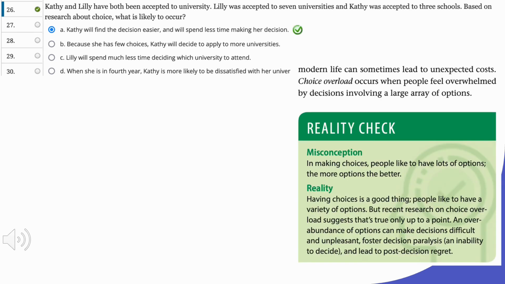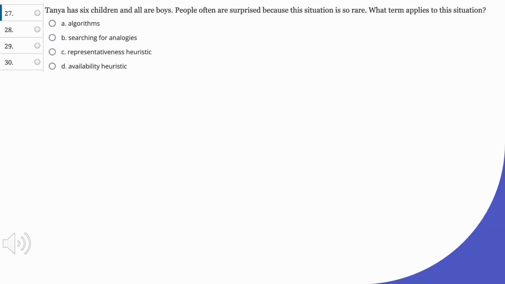It's A. Kathy will find the decision easier and will spend less time making her decision. Remember choice overload? Question 27. Tanya has 6 children and all are boys. People often are surprised because this situation is so rare. What term applies to this situation? A. Algorithms. B. Searching for analogies. C. Representativeness heuristic. D. Availability heuristic.